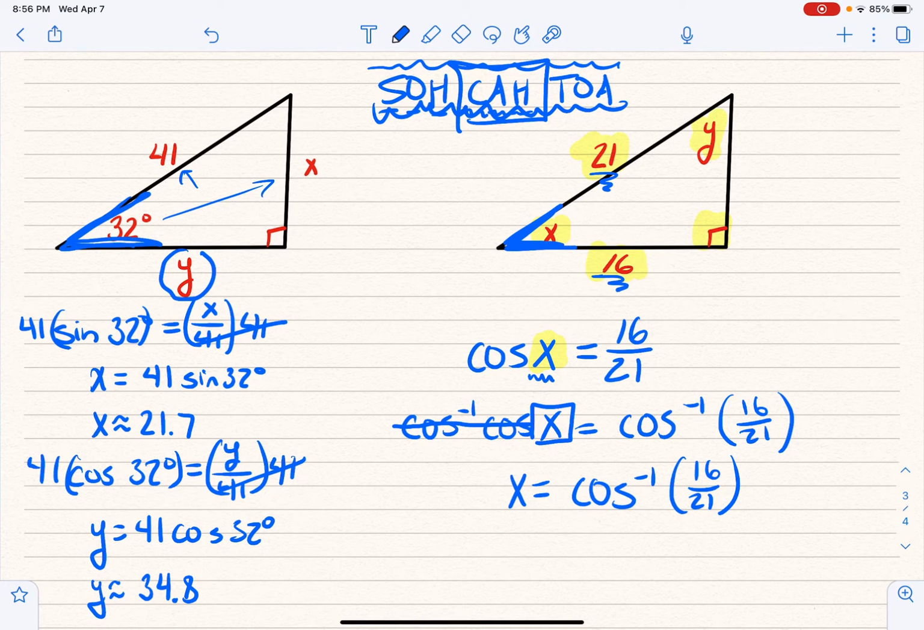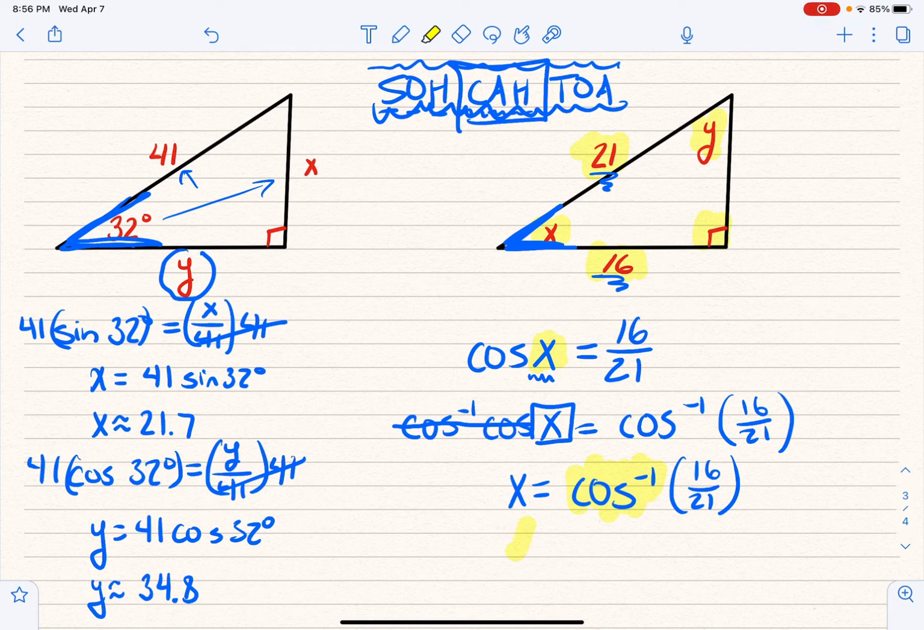Now, if you don't know where the inverse cosine is, you just have to hit the blue button second and then hit cosine because it's right above cosine. And so I type that in. I hit second and then cosine, and I'm going to see this exact same thing, just like this. It's going to have that little -1 too. So inverse cosine of 16 divided by 21, and then I'm going to close the parentheses and hit enter, and I get 40.3675, something ugly.